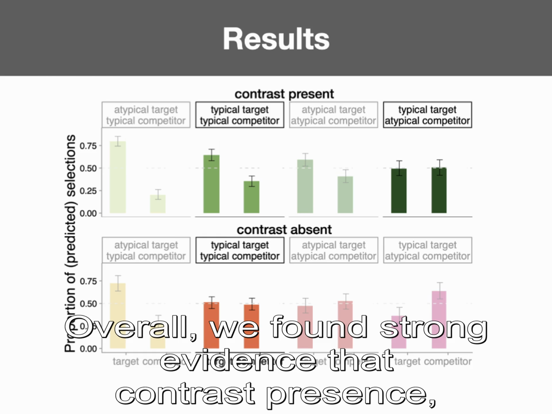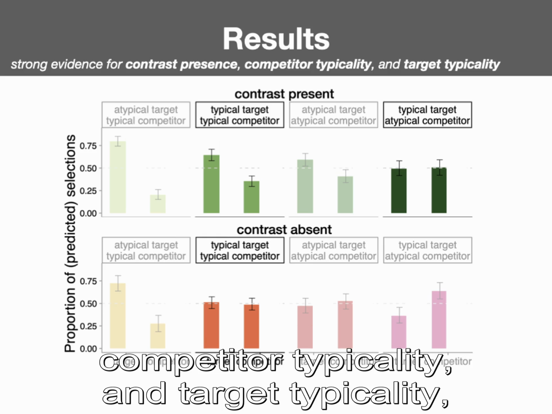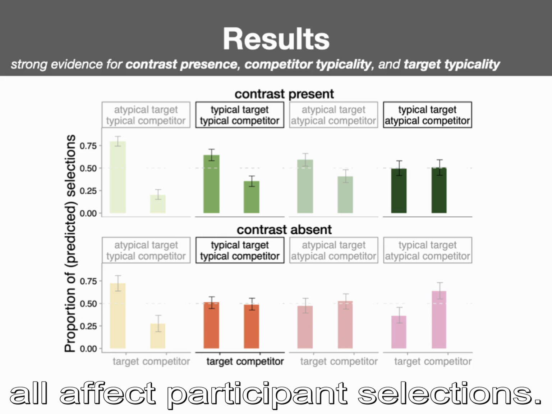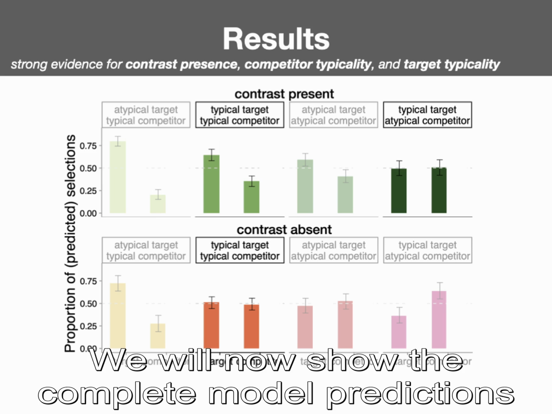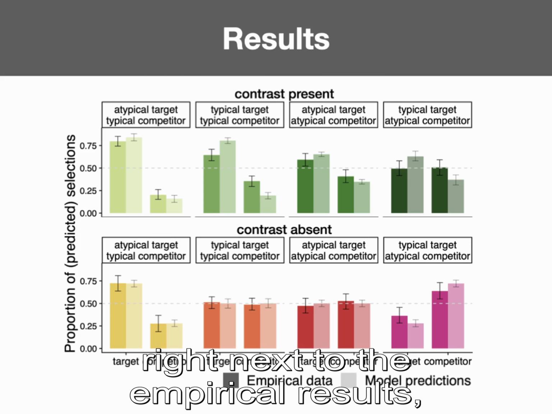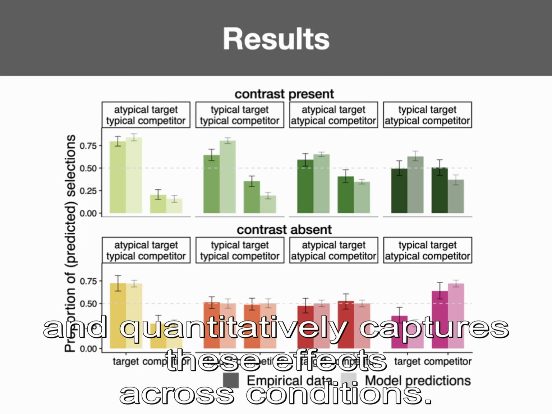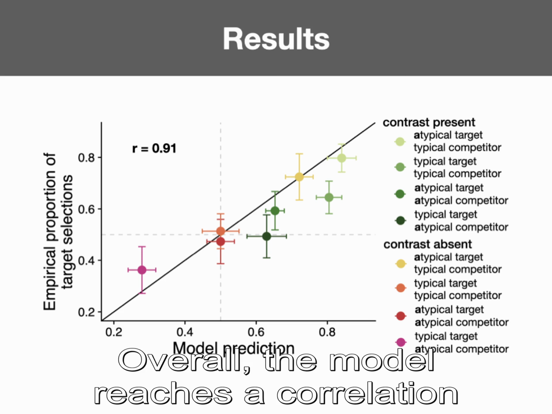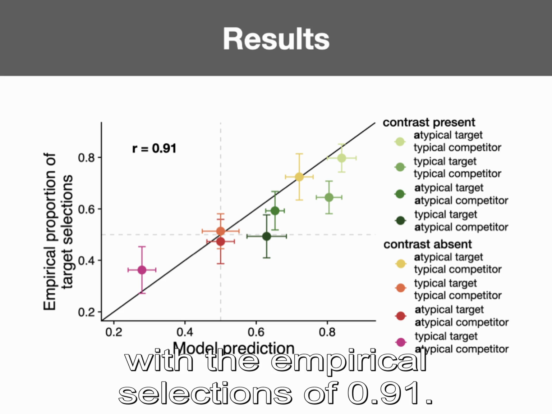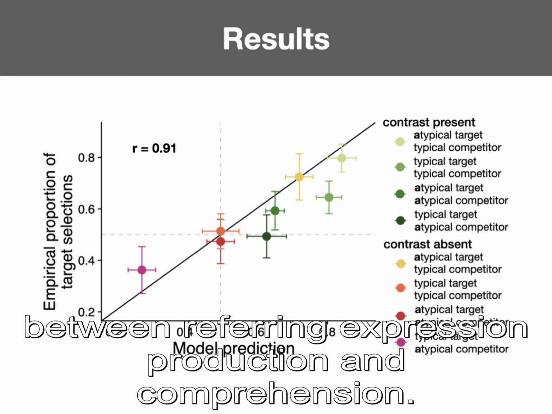Overall, we found strong evidence that contrast presence, competitor typicality, and target typicality all affect participant selections. We will now show the complete model predictions right next to the empirical results. And we can see that the model qualitatively and quantitatively captures these effects across conditions. Overall, the model reaches a correlation with the empirical selections of 0.91. These results suggest a strong connection between referring expression production and comprehension.